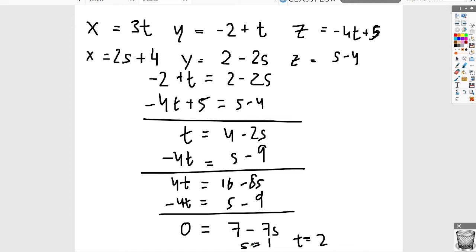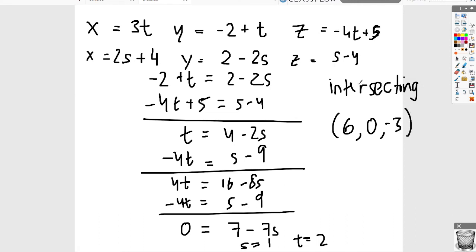So s is equal to 1, t equals 2, and if we put it in here, 3 times 2 is 6, x equals 6 on top, and 2 plus 4 is also 6. So these are intersecting. Intersecting lines. Right, and where are they intersecting at? They are intersecting at 6, which we already established, 0, and 1 minus 4 is -3. So there you go. Intersecting at 6, 0, -3.